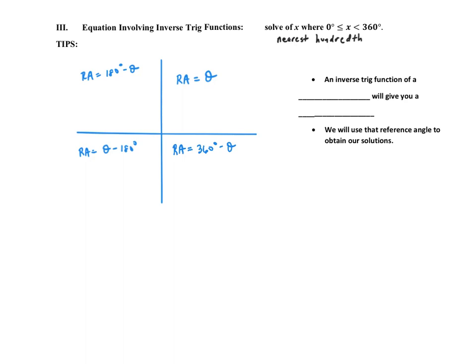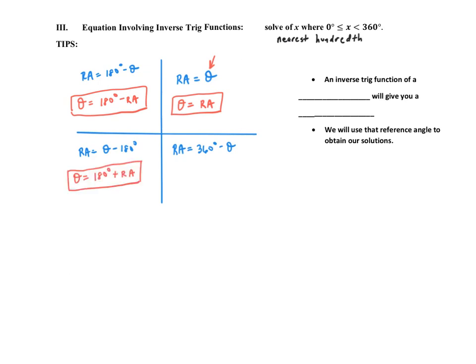Today, we are interested in solutions, so we will need the following equations. In the first quadrant, theta equals the reference angle. In the second quadrant, theta equals 180 degrees minus the reference angle. In the third quadrant, theta equals 180 degrees plus the reference angle. In the fourth quadrant, theta equals 360 degrees minus the reference angle.